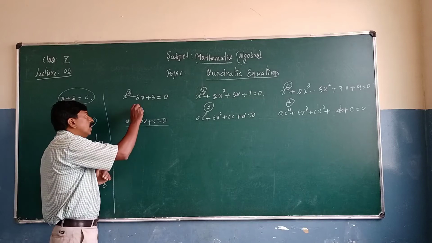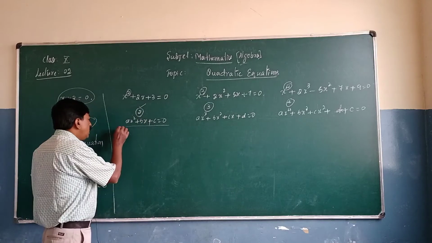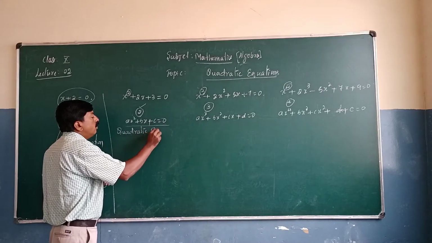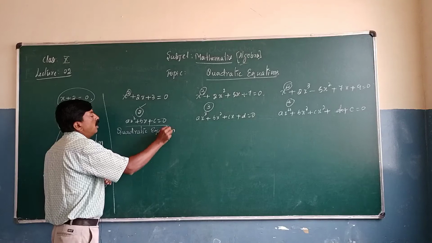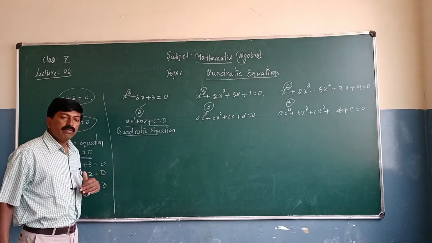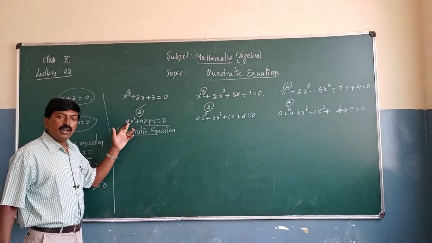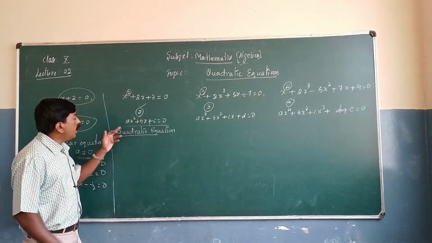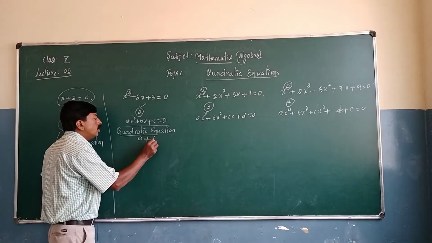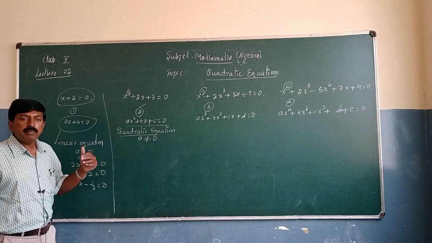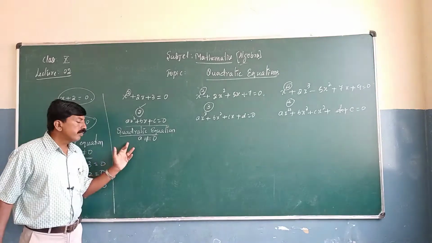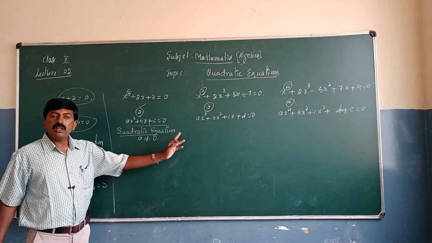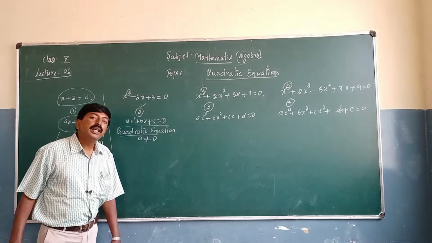An equation having highest degree 2 is called a quadratic equation. An equation of the form ax square plus bx plus c is equal to 0, where a is not equal to 0, is called a quadratic equation. That is very, very important: a is not equal to 0. Such types of equations are called quadratic equations.